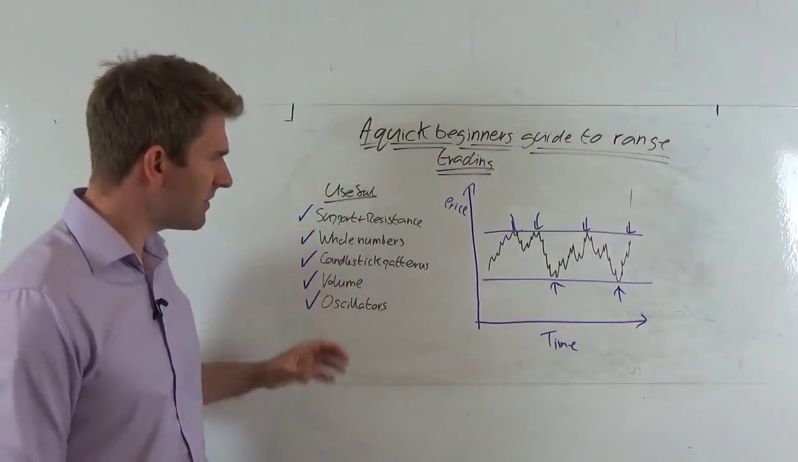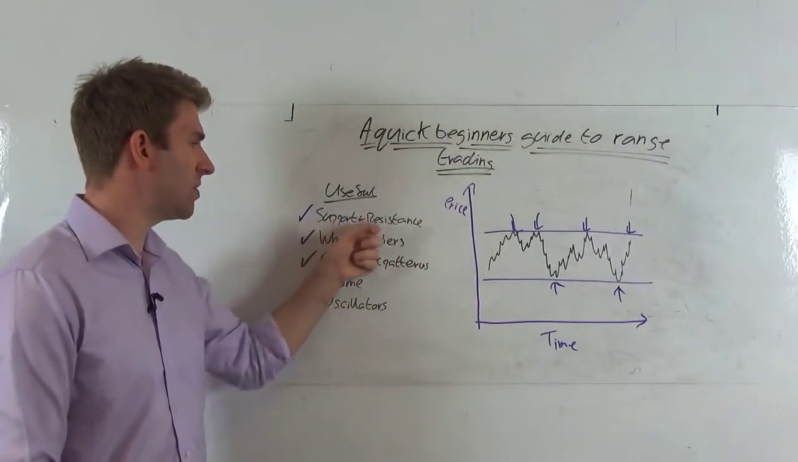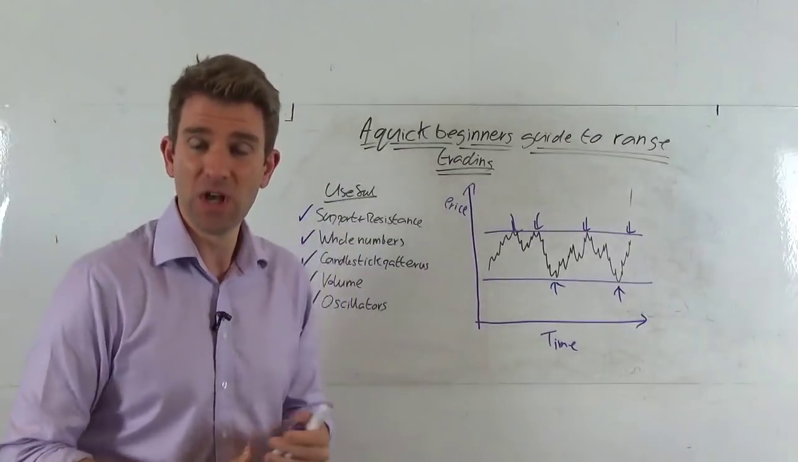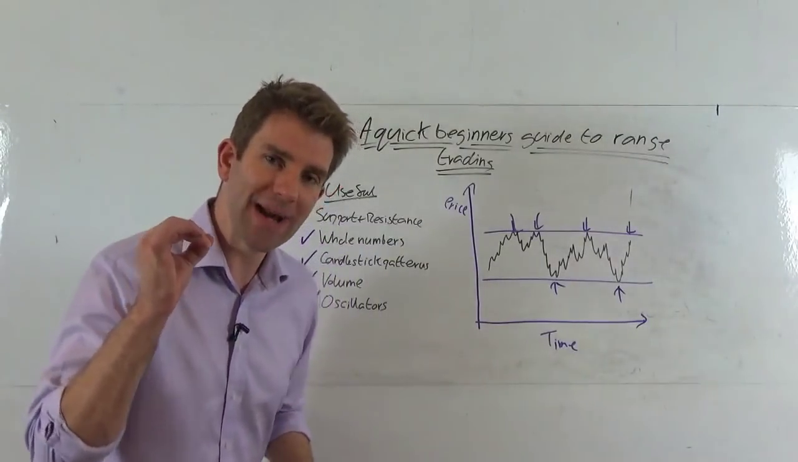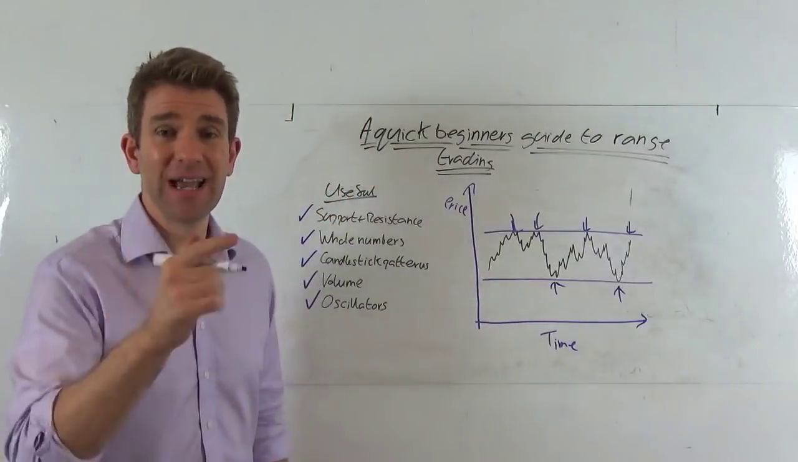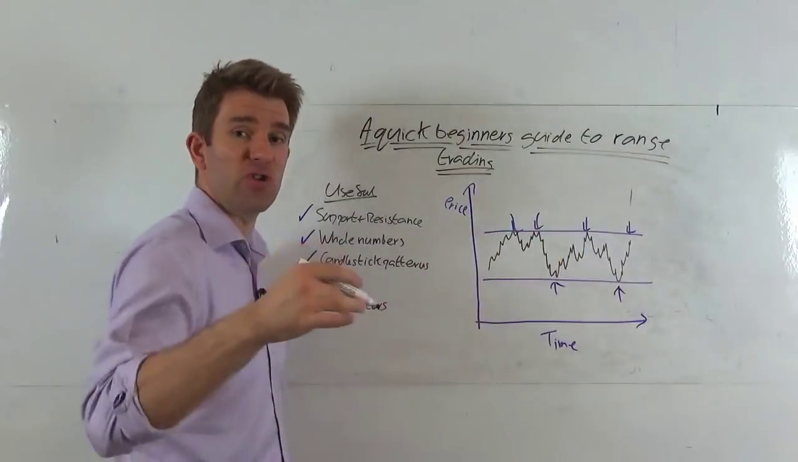So let's have a look at some of the useful tools we can have when we're range trading. The first one is support and resistance. You've got to be very, very good at drawing support and resistance. So make sure you've got that down to an absolute fine art, and you're very, very skilled at it. And that doesn't just mean drawing lines across tops and highs. No, we've talked about this before. Go and check out a video.